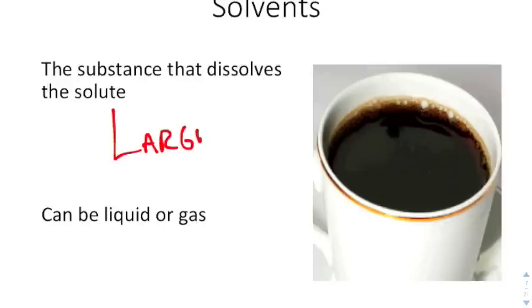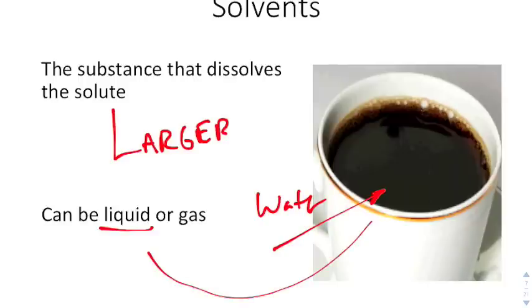So once again, when you see something like coffee, the solvent is the water, and the solute would be the coffee beans, the sugar, or something like that. Now generally we think of solvents as liquids, like we have here with water, or they can be a gas, if you were talking about nitrogen as the primary component of the atmosphere.